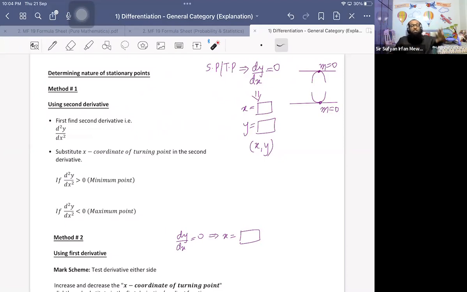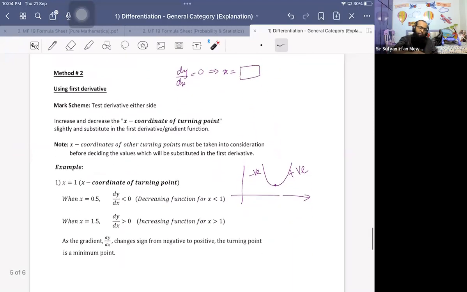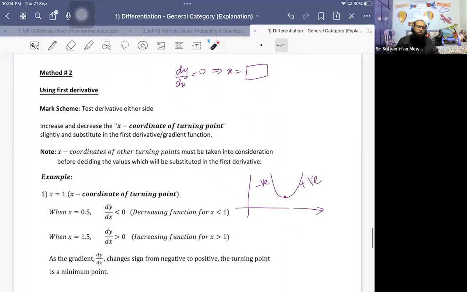This means that we used to find the turning point coordinates using the first derivative by equating it to 0. Now we are going to determine the nature as well using the first derivative. First derivative means dy by dx. Now, how can we do that? This is what we need to learn. So method number 2, using the first derivative.